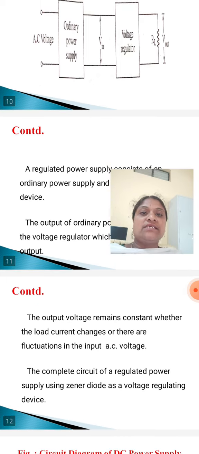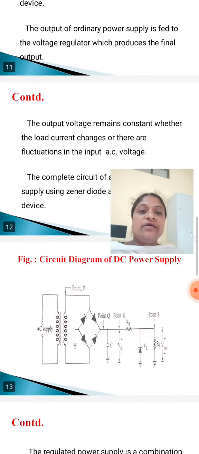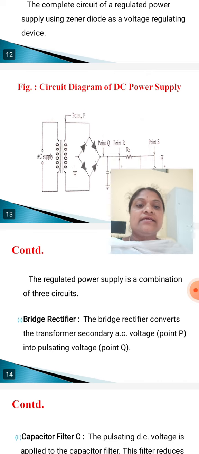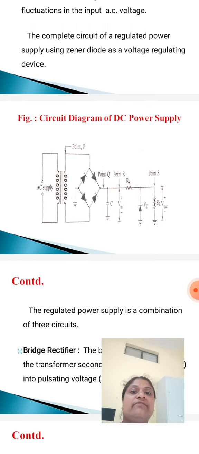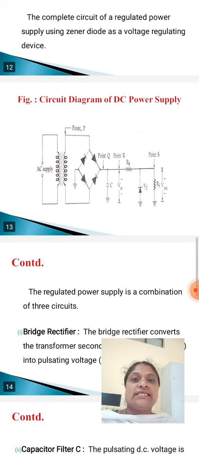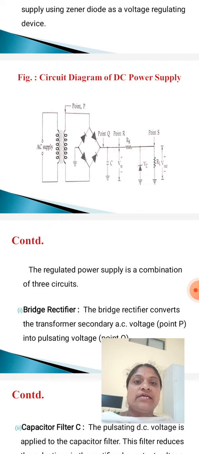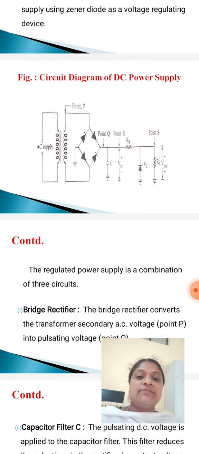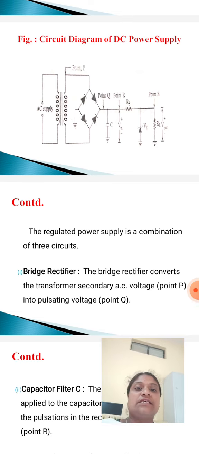The complete circuit of a regulated power supply using a Zener diode as a voltage regulating device. Observe the circuit diagram. This is the circuit diagram of the DC power supply. This is the regulated DC power supply.